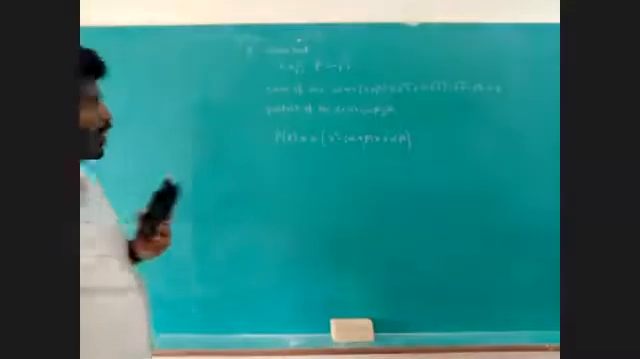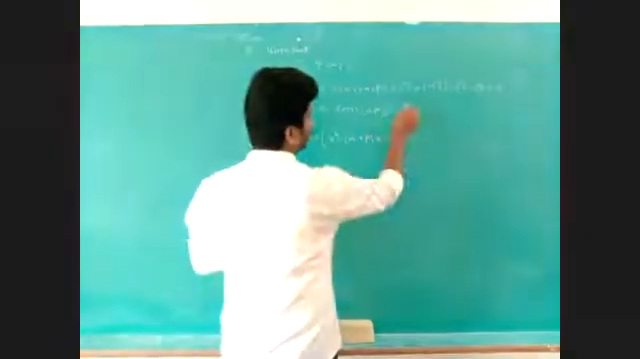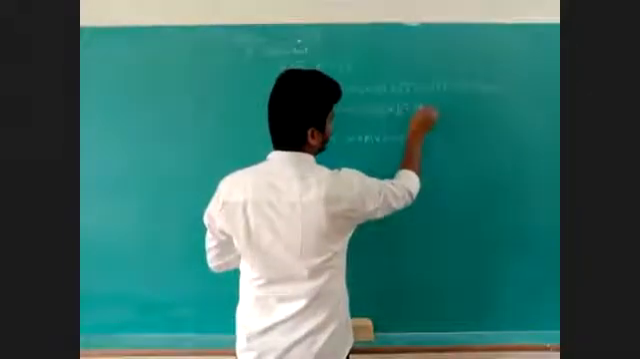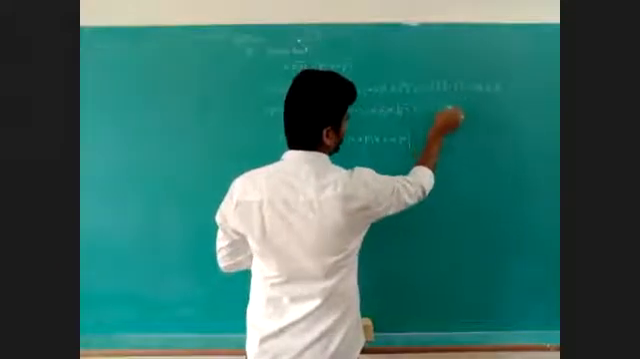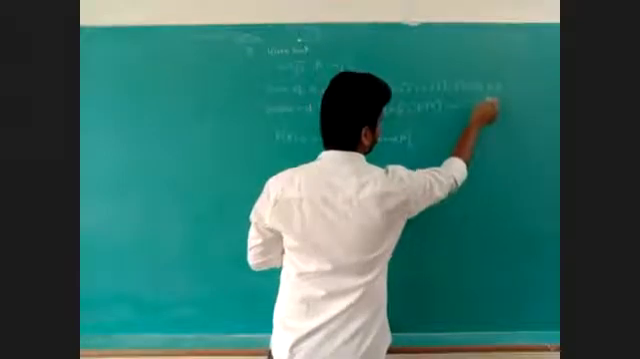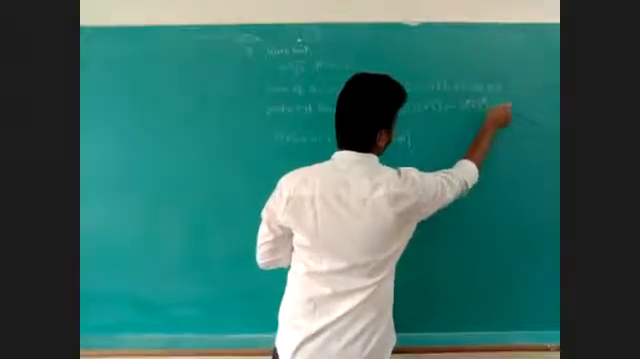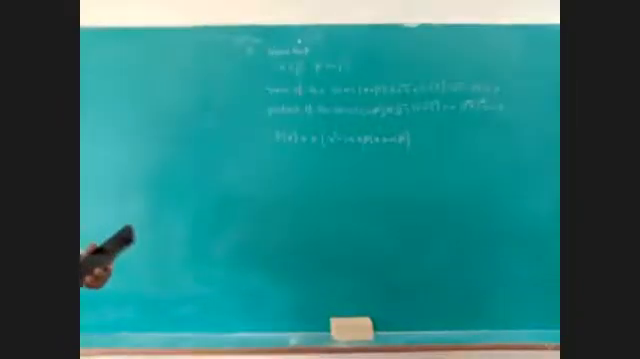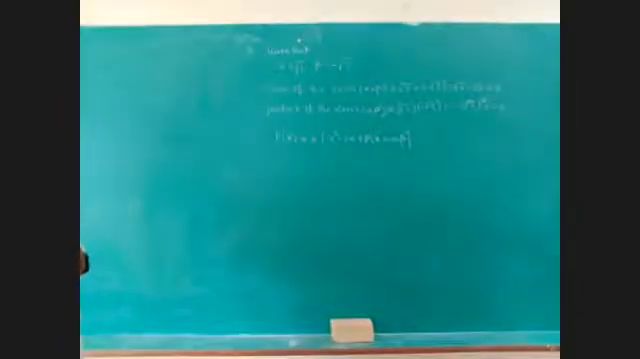And find the product of the zeros. √3 into minus √3, plus into minus is minus, √3 whole square. The square root gets cancelled, you get only -3. Is it clear? Alpha plus beta and alpha beta values. Yes, sir.